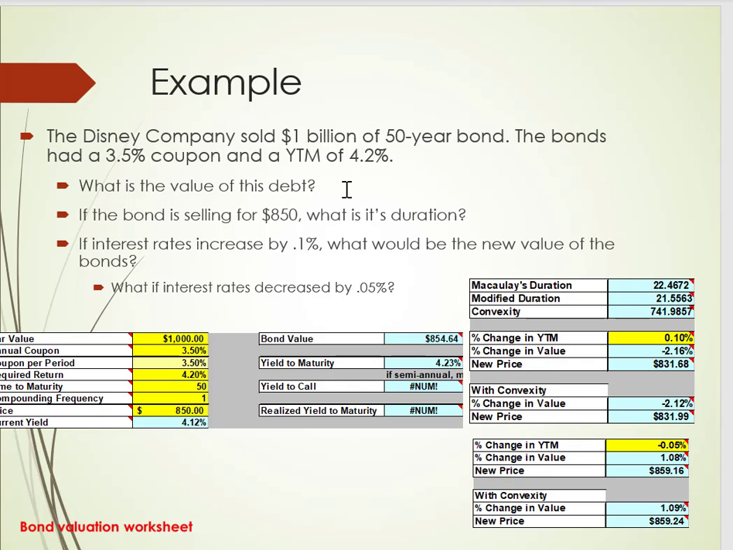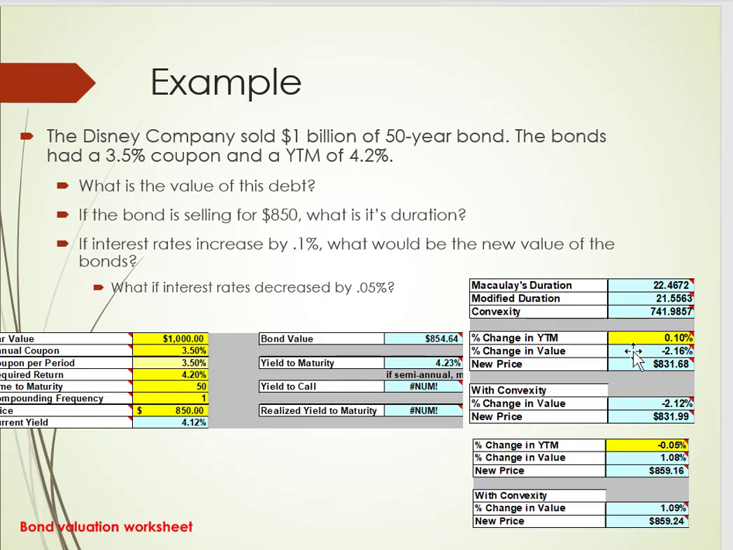So what is the value of this debt? And if we plug this in, you'll see that it's worth roughly $854.64. If it's selling for $850, what is its duration? Well, the number we're going to quantify or look at here is the modified duration. In this case, it's 21.55. What does that mean? It really doesn't mean anything. It's a statistical measure. The bigger the number, the greater the sensitivity to risk.